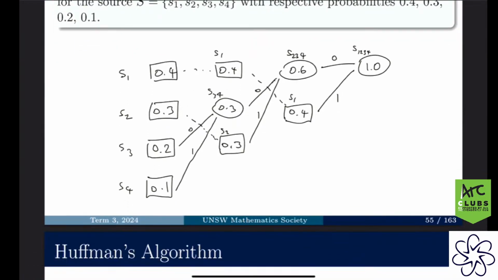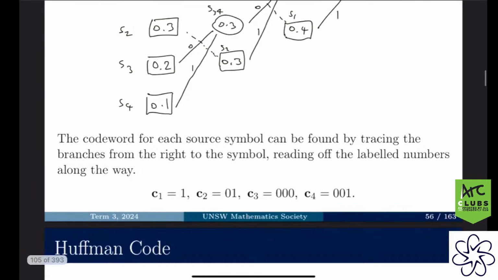Here's a neater diagram, I guess. And hey, we got it right.